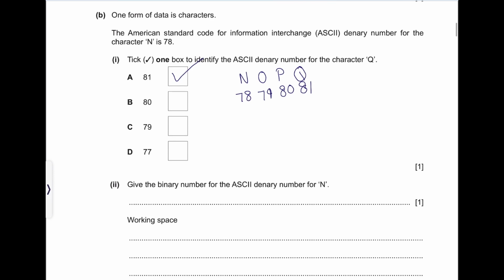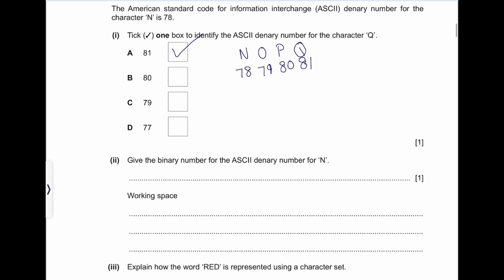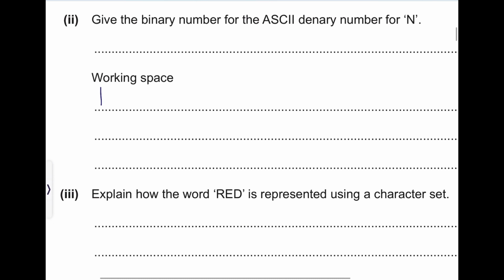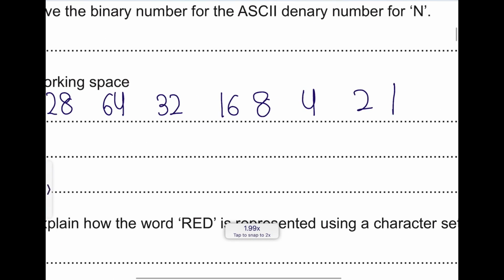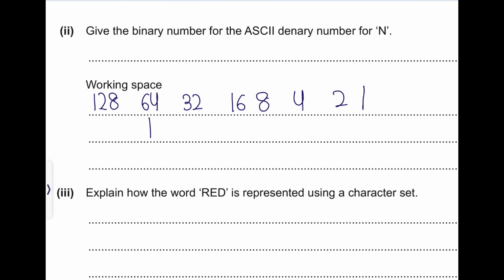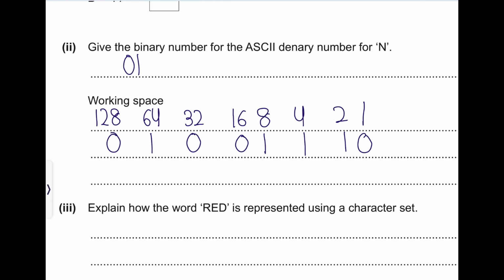Then it says give the binary number for the denary number 78. So we have to get the binary number for 78. If you just mark it down here: 128, 64, 32, 16, 8, 4, 2, 1. Then you put the number 78. So here we put 1 under 64. 78 minus 64 would be 14. 14 minus 8 would be 6. 6 minus 4 is 2. And 2 minus 2 is 0. So that shall be it. If I just add them up, 64 plus 8 is 72, 76, and then 78. So it is 0, 1, 0, 0, 1, 1, 1, 0.